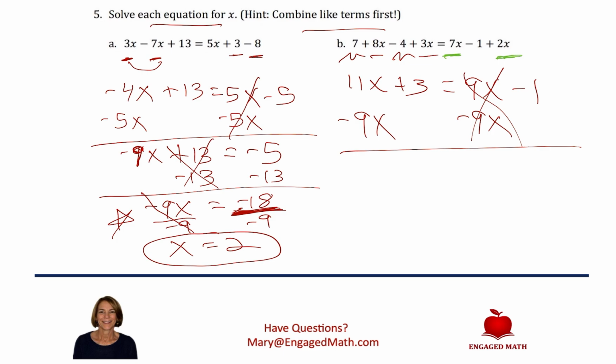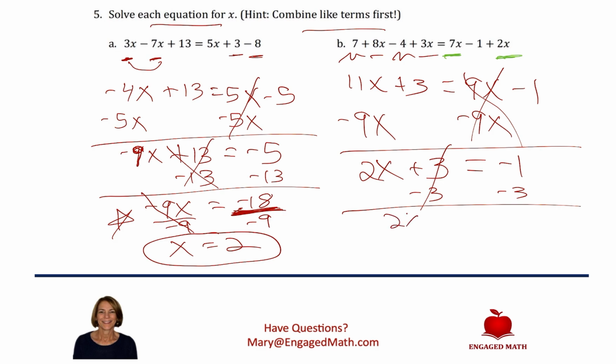It's just equal to 0 now. 11x minus 9x is now 2x. So I now have 2x plus 3 equals negative 1. Now I want the numbers on the right, so I'm going to subtract 3 from both sides. Yep, once again, we get 0 over there because 3 minus 3 is just 0.